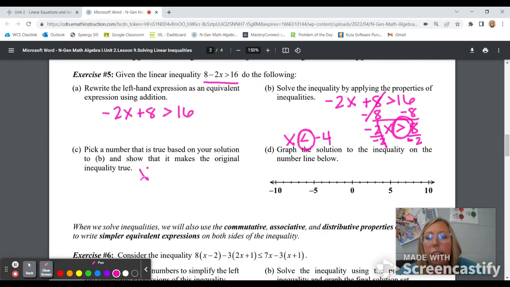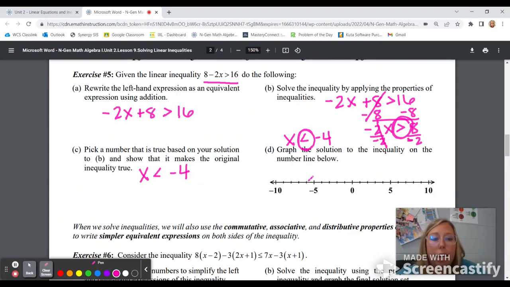So our final answer, x is less than negative 4, says pick a number that is true based on your solution and show that it makes the original inequality true. So any number that's less than negative 4, numbers that are less than negative 4 are going to fall to the left of negative 4 on a number line.